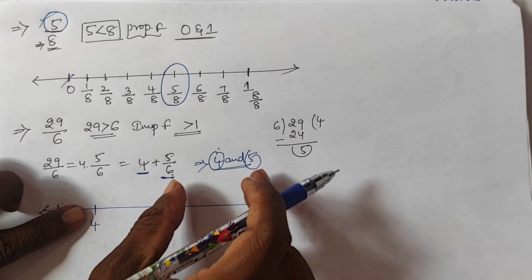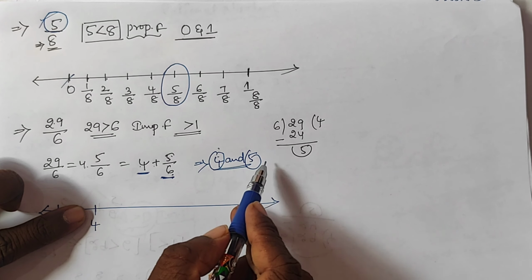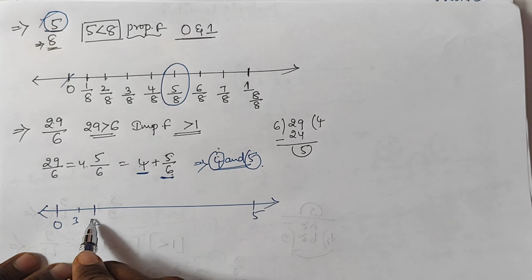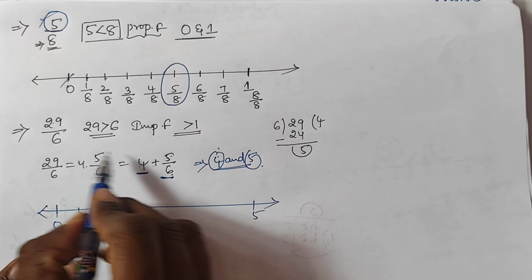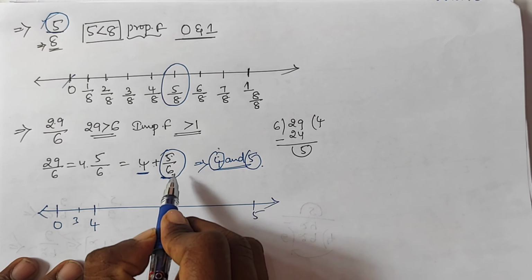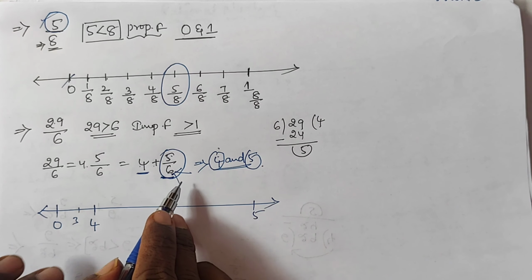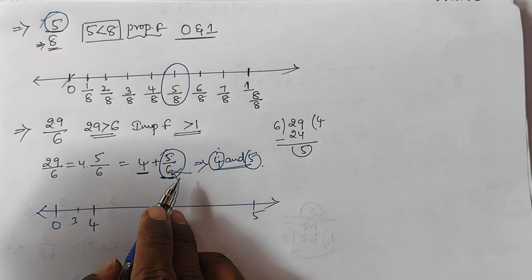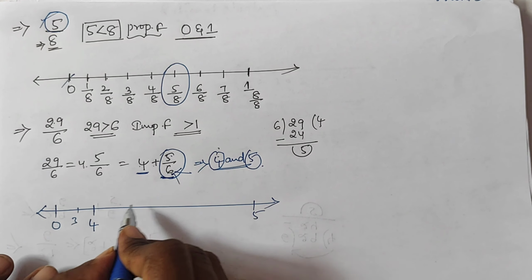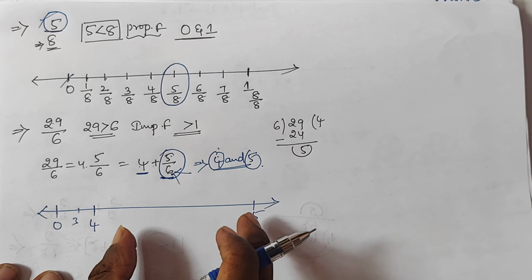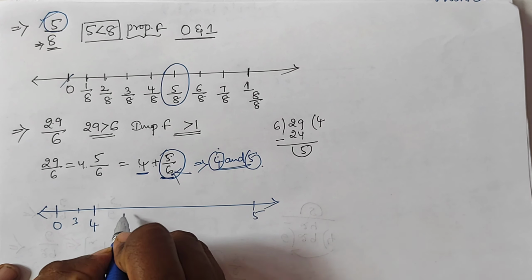So for this value I am considering directly. It lies between 4 and 5, right? So 4 and 5. Now what is the denominator here? 6. So the denominator tells us the number of equal parts. So we have to divide the space between 4 and 5 into 6 equal parts.